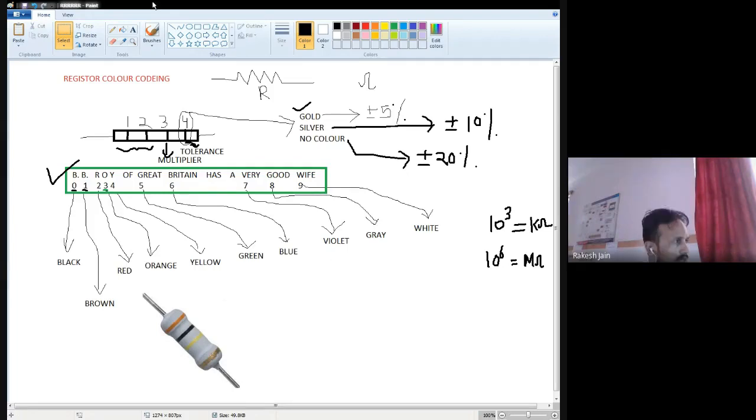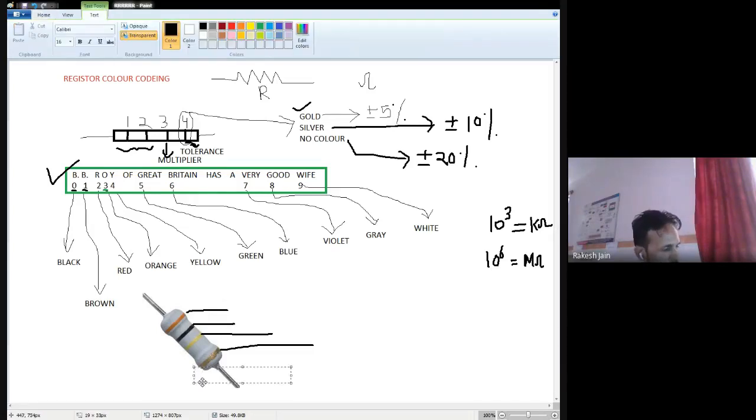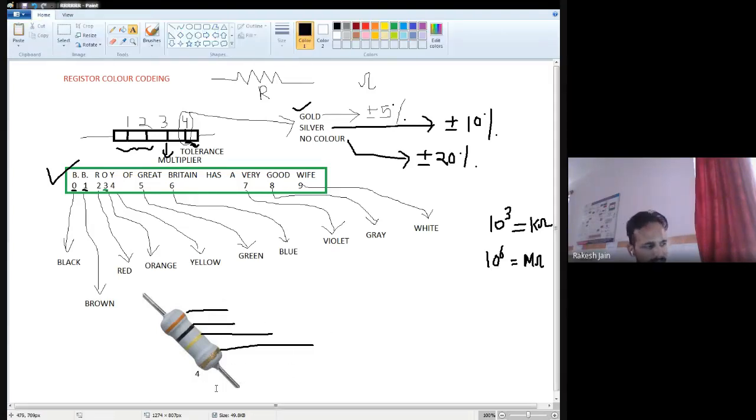Now see, you can easily see that there are four colors: this color, this color, this color and this color. There are only four colors. Forget about the color of the body, that is blue. Forget about the body color. We should focus only on the color strips. So which one is first and which one is fourth? Definitely it looks like gold. So it is the fourth color.